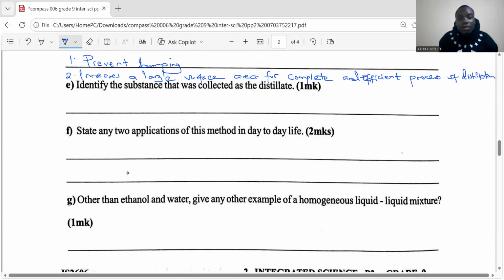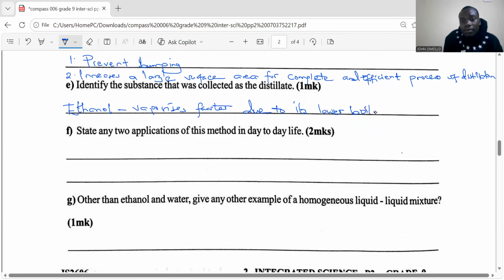Identify the substance that was collected as the distillate. So the substance that was collected as the distillate was the ethanol. Why? It vaporizes faster due to its lower boiling point. Boiling point of 78 degrees Celsius.